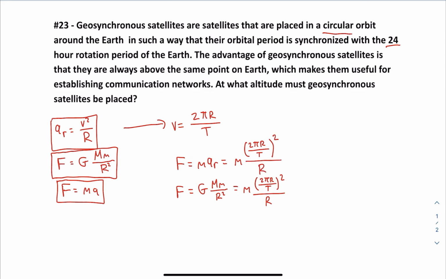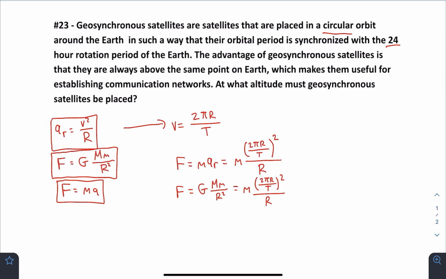And so now we have two forces that we know equal each other, and we can set them equal to each other and begin to cancel some things out. So below, I just set our two forces equal to each other. We have our gravitational force equal to the force due to the centripetal acceleration of the satellite. And now we can begin to cancel some terms and move some things around to try to solve for that big R that is going to allow us to find the altitude of the satellite.